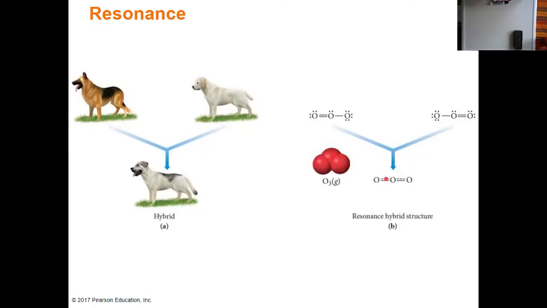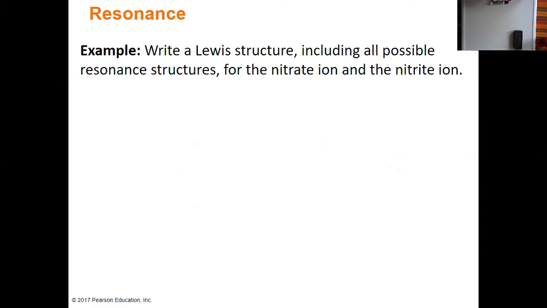That's a resonance hybrid. Okay, so we're going to practice writing out a couple of resonance structures. We're going to write out the nitrate ion and the nitrite ion. And we're going to just look at how we would know that we are actually seeing a resonance form here. Okay, let me switch over to my whiteboard.